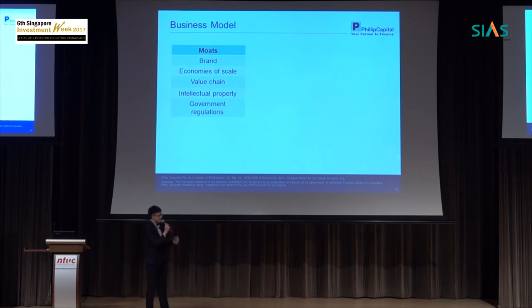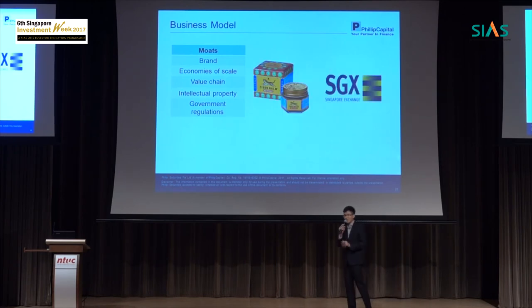Some things that a big moat comprises of: a good brand, economies of scale, a good value chain, a lot of intellectual property that is highly demanded by a lot of people, like your iPhone. The iPhone, the brand, the technology is worth a lot to Apple. Then government regulations. Some examples in Singapore: who uses Tiger Balm?